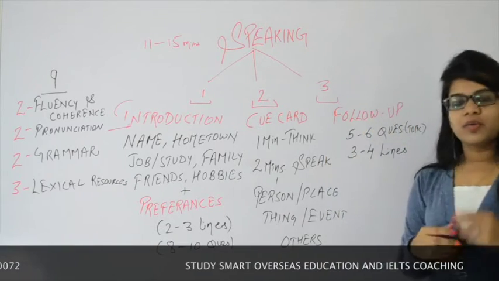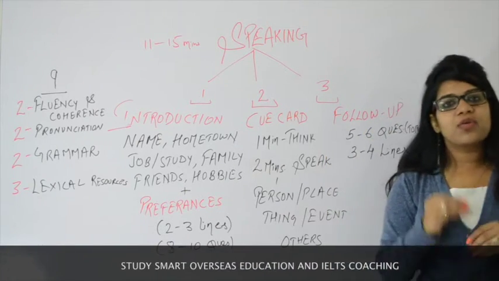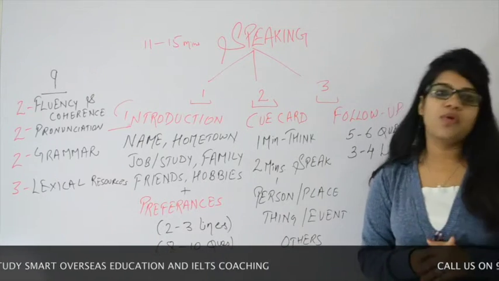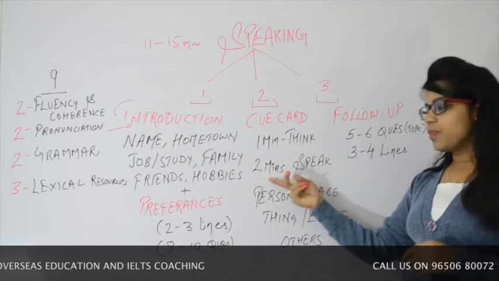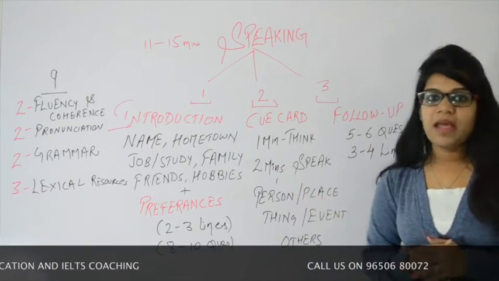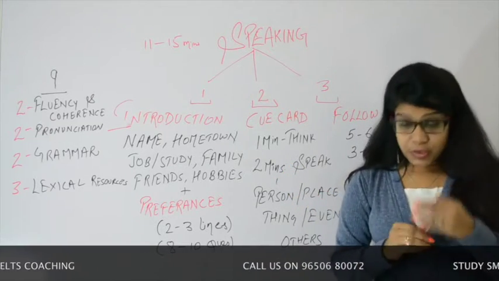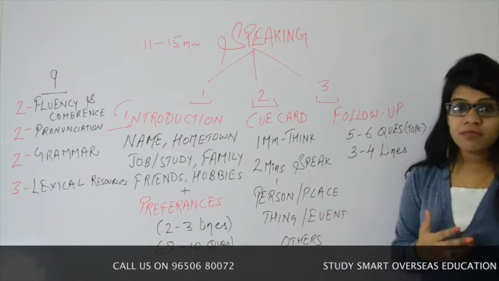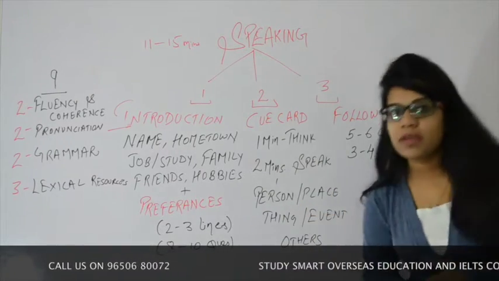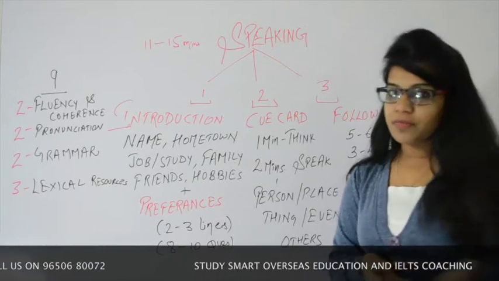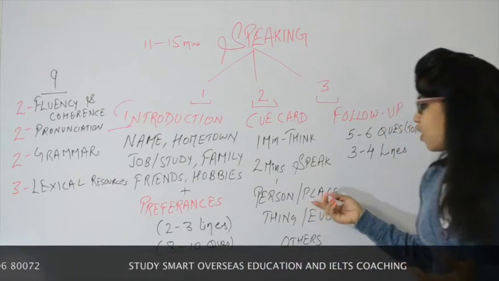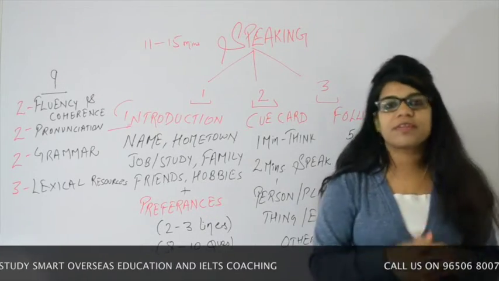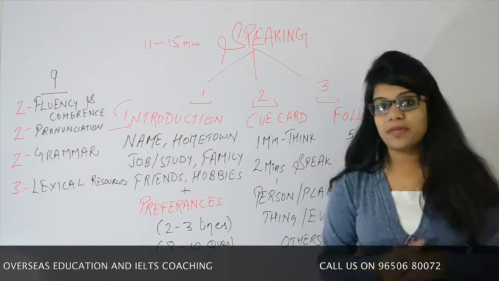In the cue card, you get a topic and you get only 1 minute to think. You can make your notes in that particular 1 minute and then you have to speak on the topic for 2 minutes, and the examiner will stop you. You don't have to stop on your own. And the topics can be about any person. Suppose, describe a family member you like, describe a friend of yours, describe your neighbor, or it can be about a historical place, a place you recently visited, a place you want to visit.